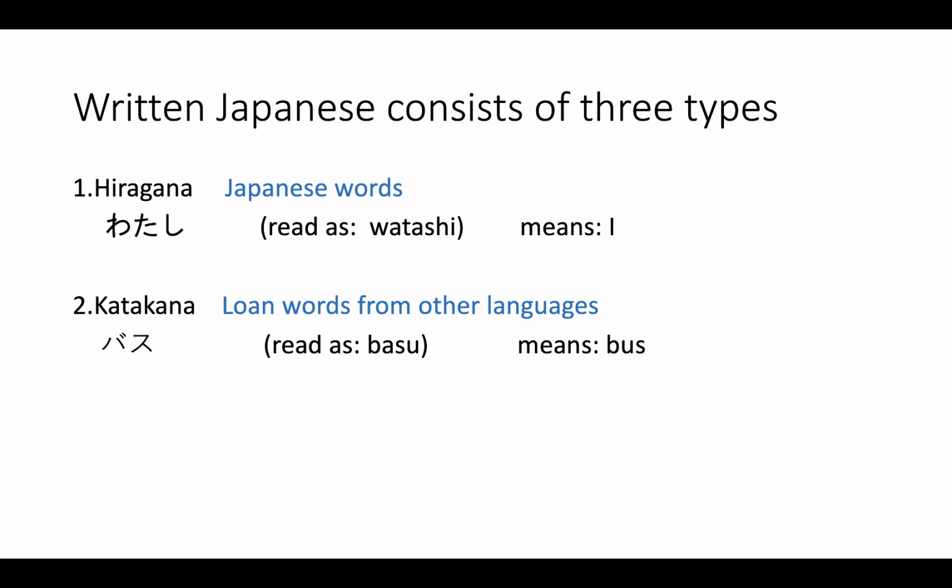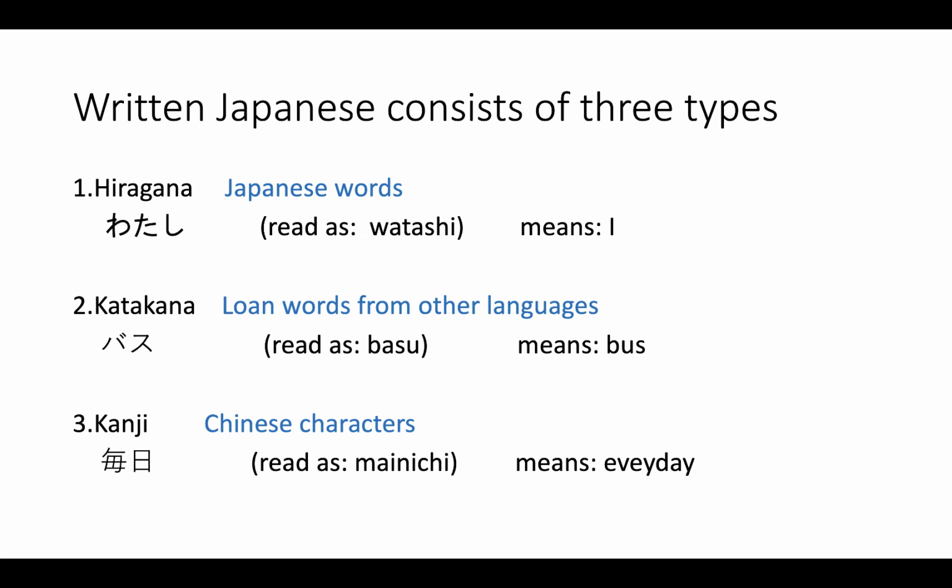The second set of characters are called Katakana, and these are used for loan words from other languages. For example, the two characters read as basu, that means bus. We use katakana to represent it because it comes from English.